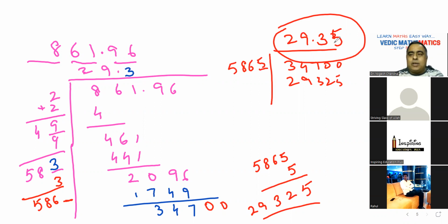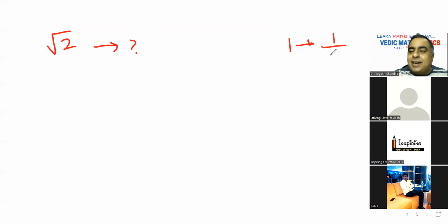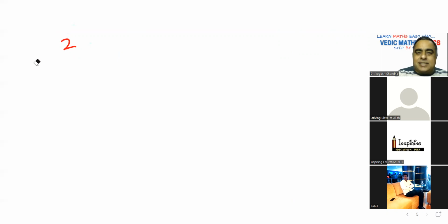What was the square root of 2 you found? Last time we did the square root of 2. It was 1 point something. 1.5. Why? 1 plus 1 by 2. So it was 1.5. Now see the difference. Now I'm saying find the square root of 2 up till 3 decimals.